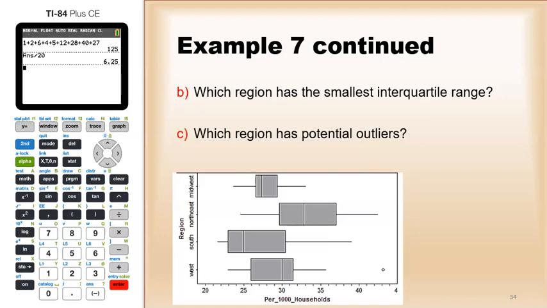Now, in terms of which region has the smallest interquartile range, that's the one with the smallest box. That would be the Midwest. It has the smallest interquartile range. And in terms of which one has potential outliers, well, if you see, the West right here has potential outliers.